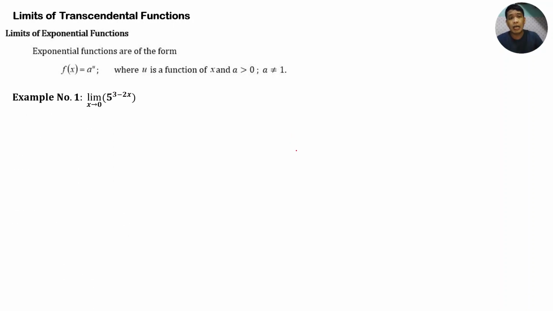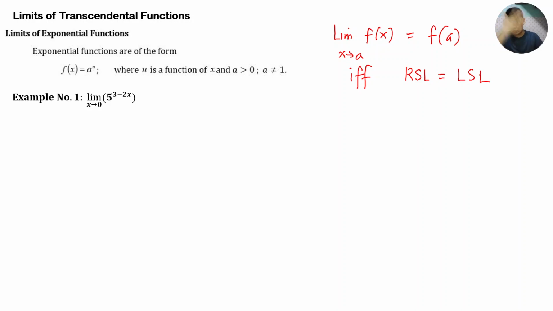But before that, let us try to have a short review from what we have last time. We have limit of f of x as x approaches a is equal to f of a if and only if RSL, or the right-sided limit, is equal to left-sided limit. So we also know for a fact that for every exponential function, the domain is a set of all real numbers.